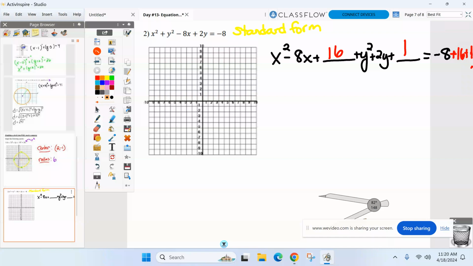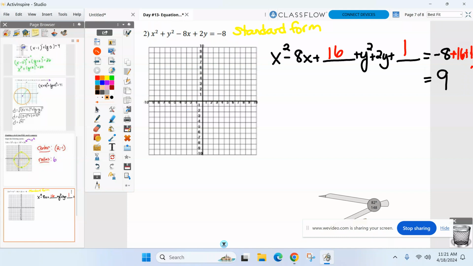All right, I know this is not looking anything like center radius form yet, is it? The magic's happening in the next step. What do I get over here? -8, 16 and 1. 9. Oh, perfect little number.